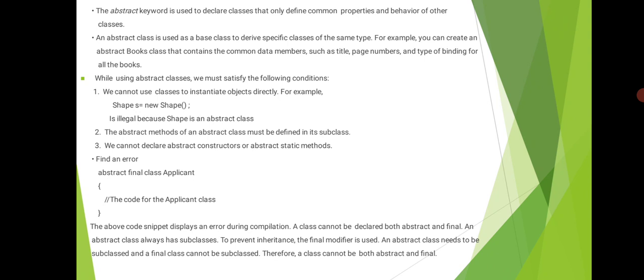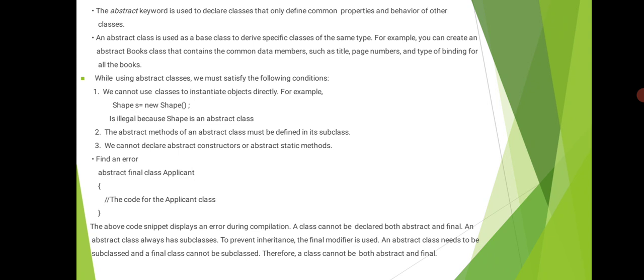While using abstract classes, we must satisfy some conditions. What must we follow? The first one is, we cannot use abstract classes to instantiate objects directly. Abstract classes cannot be instantiated, it becomes illegal and will give an error, because an abstract class should be inherited, it should be a base class. So instantiation is not allowed.